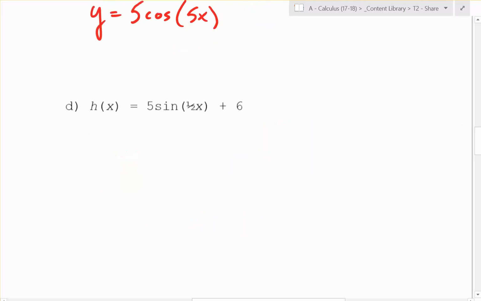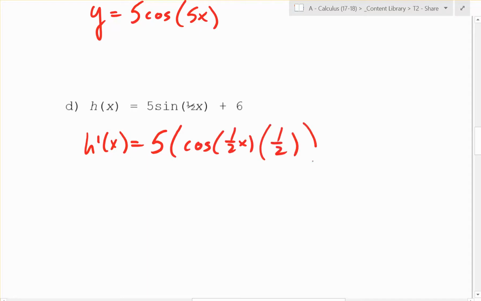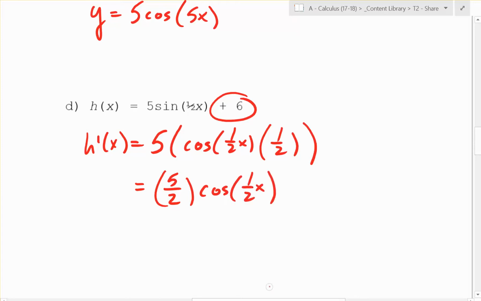Chain rule. Introduce some fractions. So h prime, the 5 is along for the ride. The derivative of sine is cosine, so it's cosine of 1/2 x. But then you have to multiply it by 1/2 because of the chain rule, and the derivative of 6 is just 0. So this turns into 5 over 2, 5 times 1/2, times cosine of 1/2 x. And if you can, I do prefer you write fractions like this, x over 2.